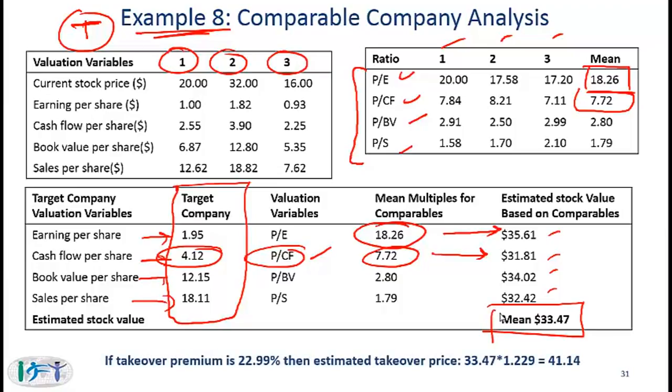So we look at similar transactions, and in the real world this is hard, but in the exam world it is straightforward, where you will be told that there is a certain takeover premium. Let's say that the takeover premium is 22.9%. Then you simply take 33.47, add on the premium, and then this is the deal price.